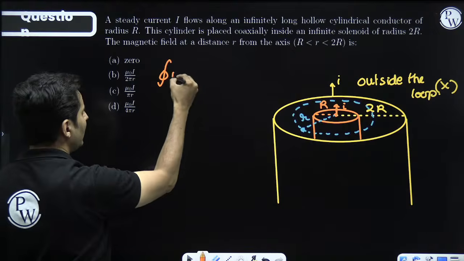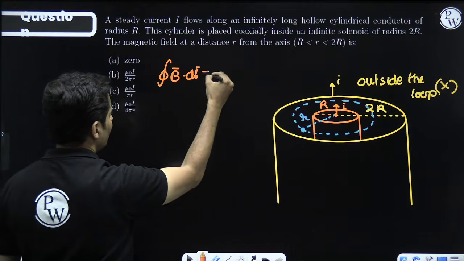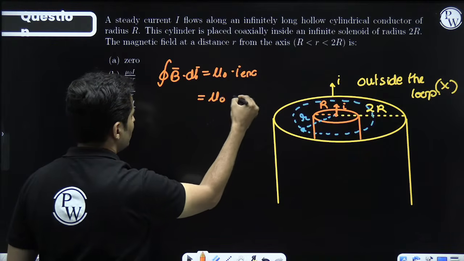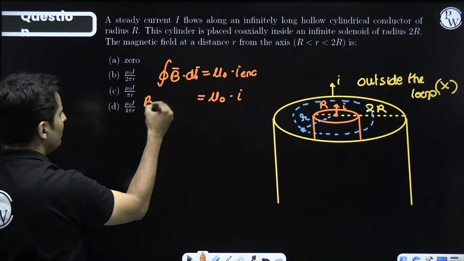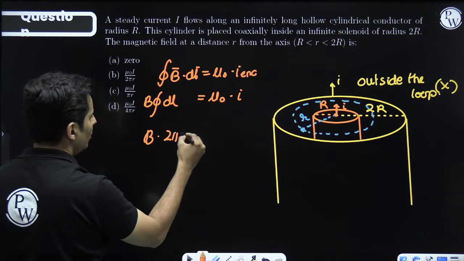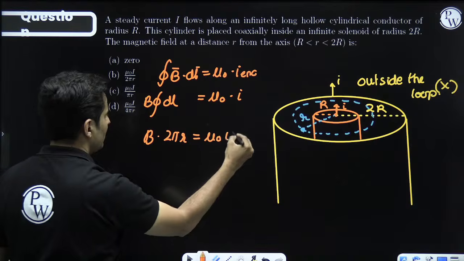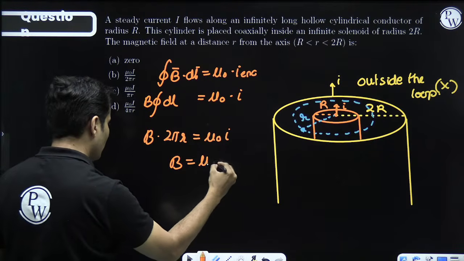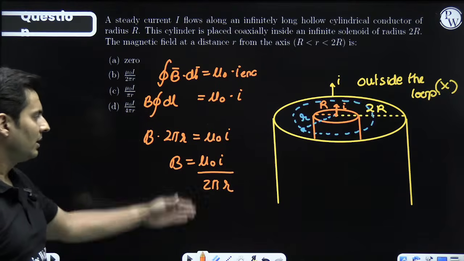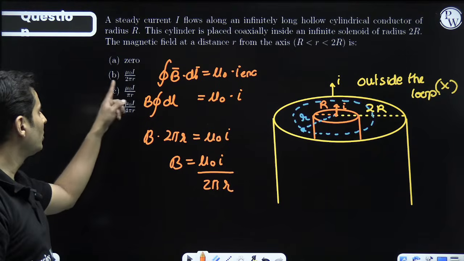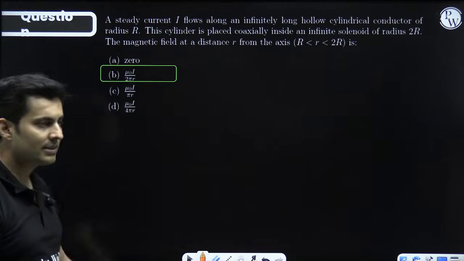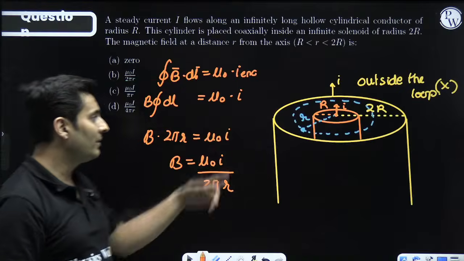It's only the inside current which will matter. So even if you do the integral of B dot dl equals mu naught times I enclosed, I enclosed will be just I. This will be B outside, integration of dl. So integration of dl will be 2 pi r. That's it. So you will get B equals mu naught I divided by 2 pi r. It's Ampere's law application, nothing else. So mu naught I by 2 pi r, which is obviously option B. That is the correct answer. Okay, the outside one didn't matter.